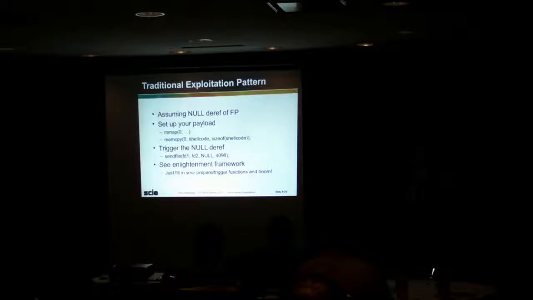And if you want to look at exactly how easy it is to write one of these vulnerabilities, you should look at Spender's Enlightenment framework, where you really just fill in two functions, sort of a prepare function for before the exploit, and then a trigger function to actually cause the null dereference, and then it will execute its own built-in payloads, which are all cross-platform and disable every single security mechanism in the kernel as possible.